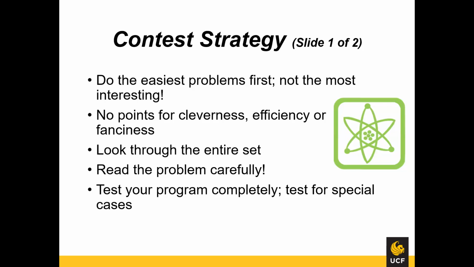So you want to do the easier one before the harder one. And if you keep it simple, that is the fastest way to solve a problem. You don't need to overdo things. And look at the entire set. There may be a problem that is better for you, but you need to read the problem carefully. If you read a problem too fast, you may miss a point, and that point may make a big difference in the problem, like making it hard from easy. So you do want to read it carefully and make sure you test your program.